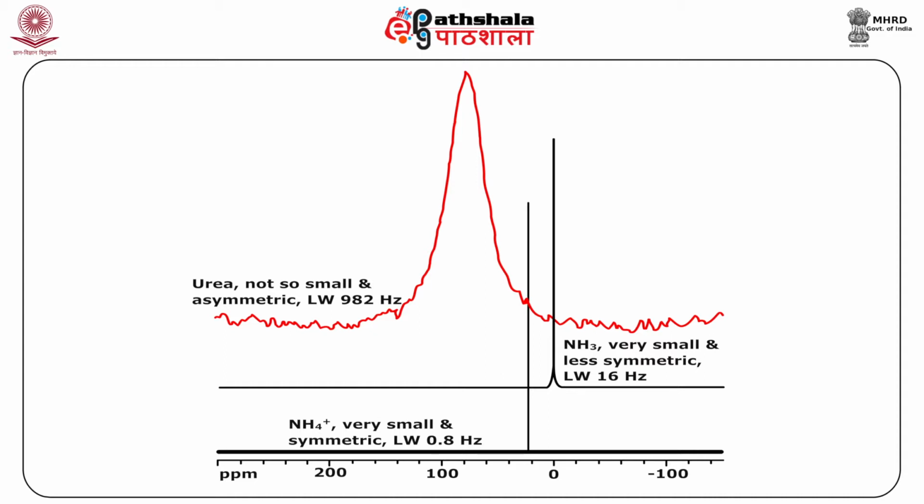Hence, the small and highly symmetric aqueous ammonium ion gives a very sharp line, that is less than 1 Hz widening. Liquid ammonia, being less symmetric, is 16 Hz wide. Urea is larger and asymmetric, so the line width is approximately 1 kHz. Molecules that are significantly larger than urea yield signals too broad to be observed. This you can see clearly in the figure as I have explained to you just now.